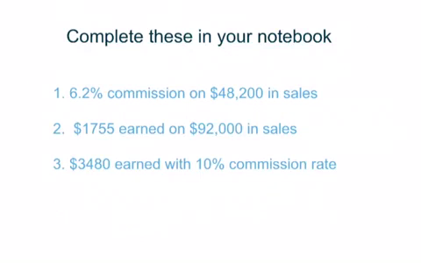Alrighty, I want you to do these three on your own. For number 1, 6.2% commission on $48,200 in sales. I am looking for what I earned in commission there. So what was my dollar amount in commission? Number 2 is $1,755 earned on $92,000 in sales. So what was my percent of commission there? Number 3 is $3,480 earned with a 10% commission rate. So I'm looking for my total sales there.